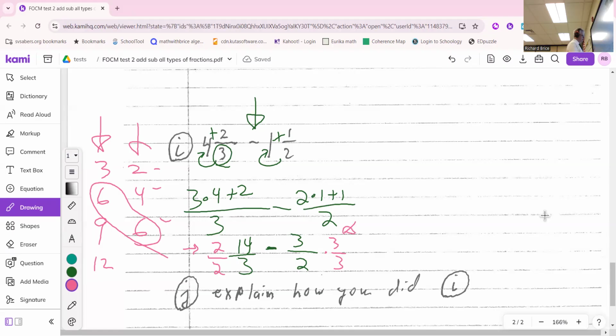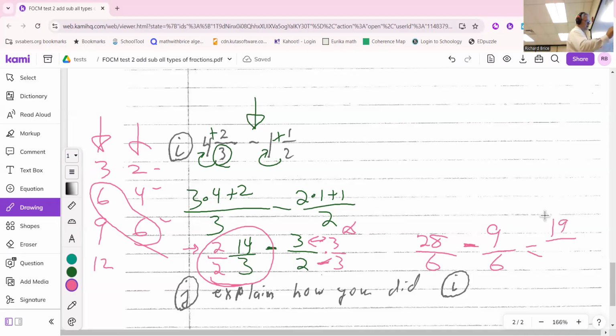Okay, let's take this, and we're multiplying it. 2 times 14 is 28. 2 times 3 is 6. Subtraction problem. 3 times 3 is 9. 2 times 3 is 6. We have a common denominator. We can now subtract the numbers on top. That is 19 over 6.